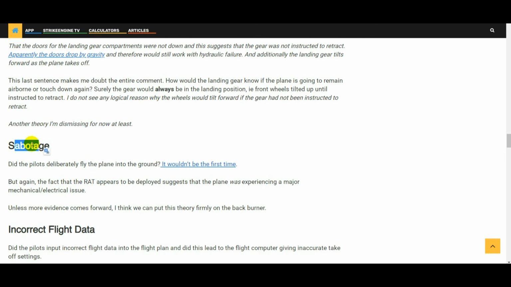Another one, sabotage. I don't hear this one being talked about very much at all, probably because there's no evidence to suggest it. But did the pilots deliberately fly the plane into the ground? It wouldn't be the first time. I've put a link here to a famous incident where a pilot has crashed a plane with passengers on board. But again, I've written here, the fact that the RAT appears to be deployed suggests that the plane was experiencing a major mechanical or electrical issue at the time. So unless more evidence comes forward, I think we can ignore this theory that there was any sabotage by the pilots.